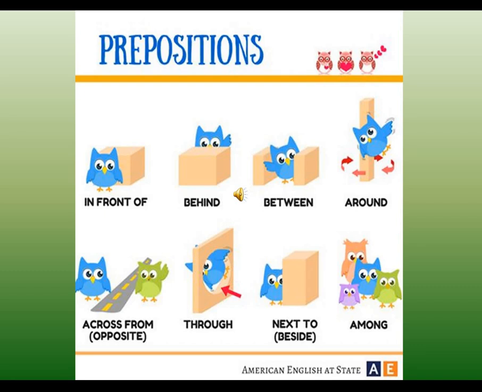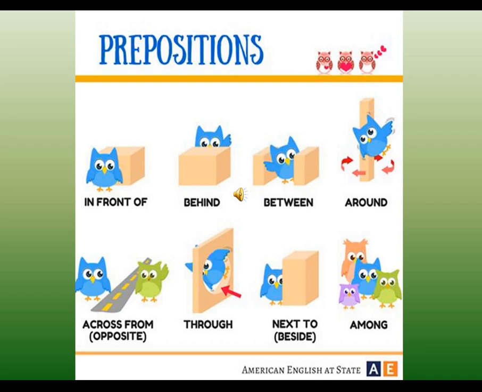Across looks like this, on the other sides of the roads, on the opposite end of the roads. Now through is something which looks like this, from one side to the other side when you are passing through the thing. This is how the word through is used. Next to or beside, both of these mean the same thing. So when the owl is standing right beside the box, this is what it looks like.